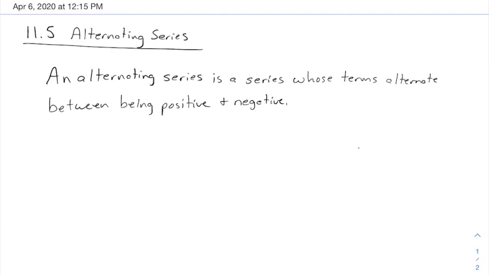Section 11.5 deals with alternating series. An alternating series is a series where the terms alternate between being positive and negative. This example is an alternating series.